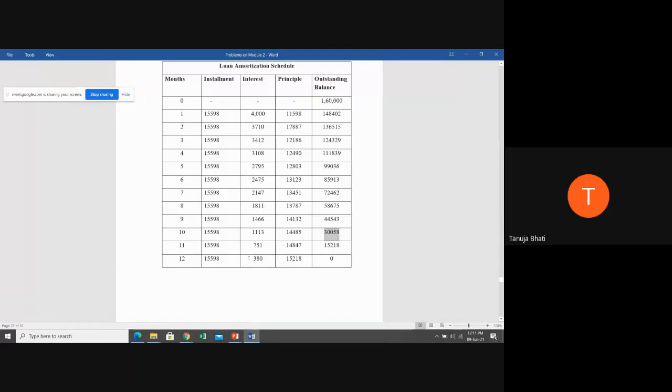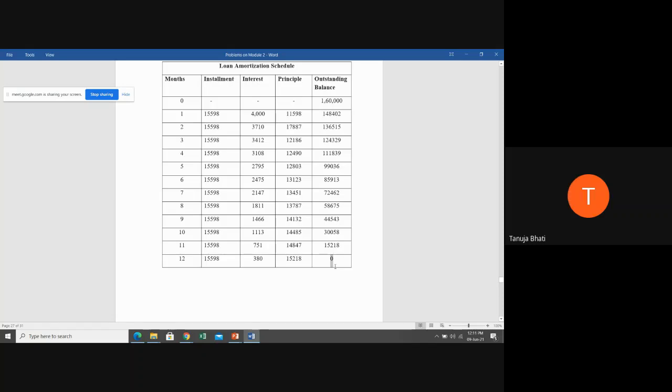Okay, for the 12th month. For interest, outstanding balance that is 15,280.18 into 2.5, we'll get the interest 380. And for principal amount, installment minus interest, that is 15,598 minus 380, we'll get the principal amount, that is 15,218. And for outstanding balance for 12th month, that will be 0.